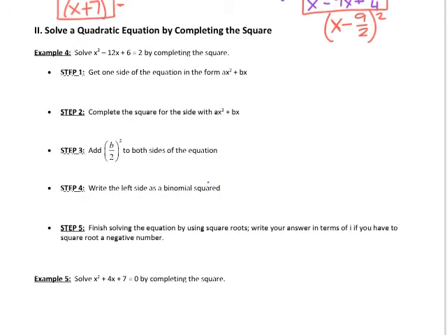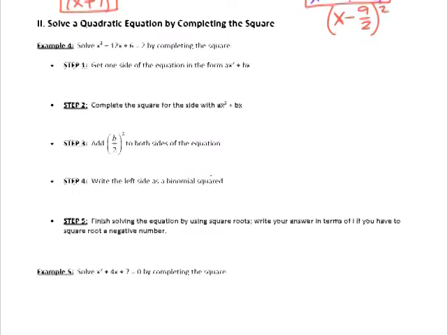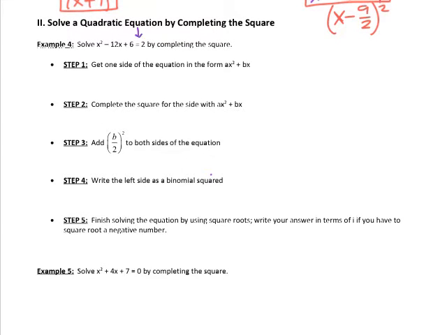Solve a quadratic equation by completing the square. Now in the previous example it was just an expression that we were completing, but this you can see has an equal sign, so that's how we know it's an equation, and we have to do an extra step so that we can actually know what x is equal to. So the first step says get one side of the equation in the form ax squared plus bx, which means that we don't want the constant 6 on the left side. So to get rid of that 6, I need to subtract 6 from both sides. Okay, and so to get that, I'm going to have x squared minus 12x equals negative 4. Okay, so when I subtract 6 from 2, I get negative 4.